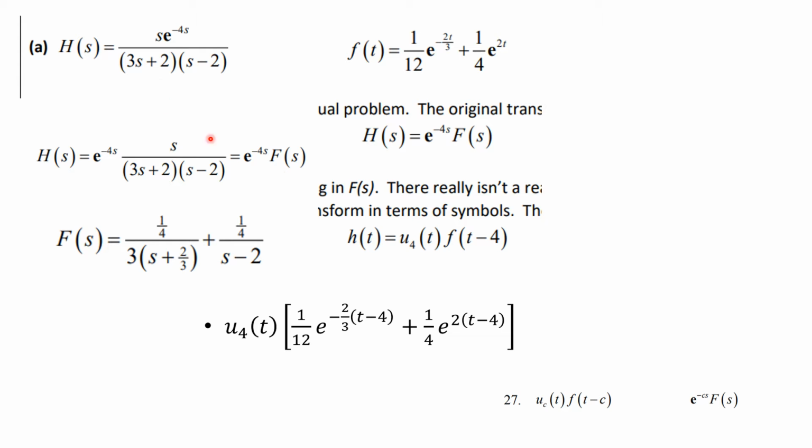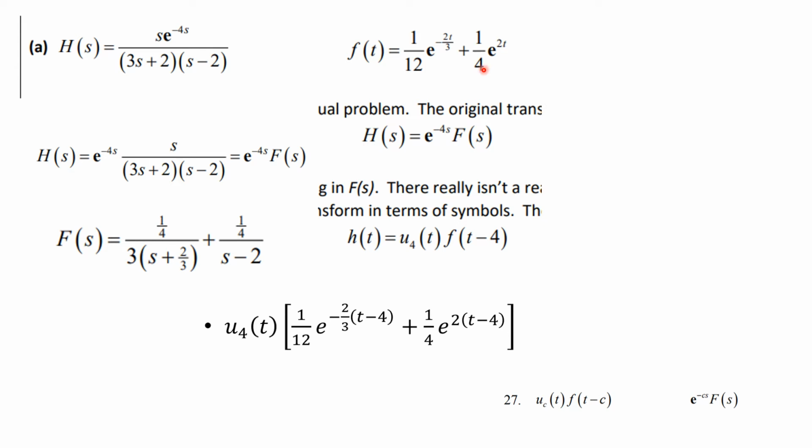Now F of s then is going to be s over 3s plus 2, and this is s minus 2. And so if we do partial fractions on that, we will get that F of s is equal to 1 over 12, over s plus 2 over 3, plus 1 over 4, and that is s minus 2. And so this is an easy transform for us to invert. We should be pretty good at this now. And we get that f of t then is equal to 1 over 12 e to the minus 2 over 3 t plus 1 over 4 e to the 2t.